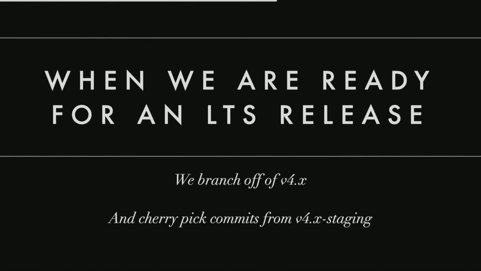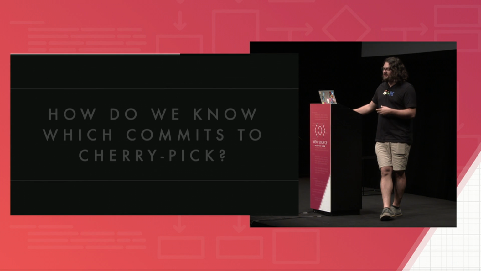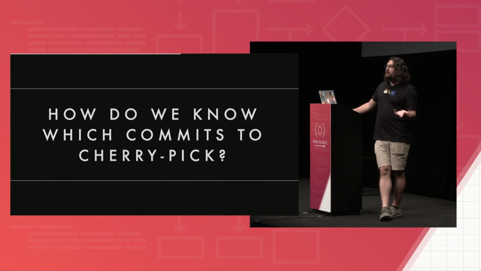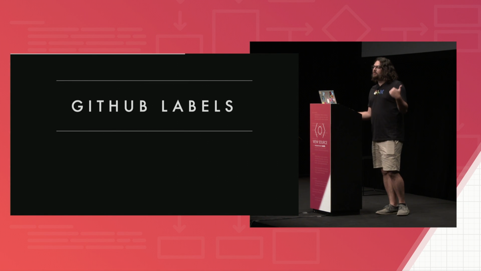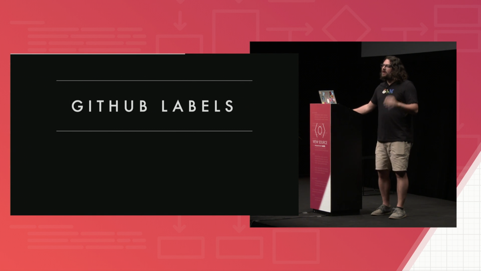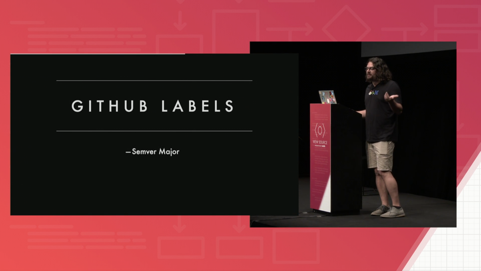But when we're ready for an LTS release, as I was saying, we branch off at 4.x and we cherry pick the commits from staging. So how do we know which commits to cherry pick? This is what I was talking about with that tool. We use GitHub labels, and that's what the tool runs off of. All of our pull requests have labels. Some of them are semver major, some of them are semver minor.